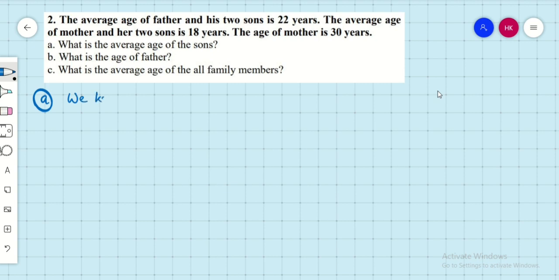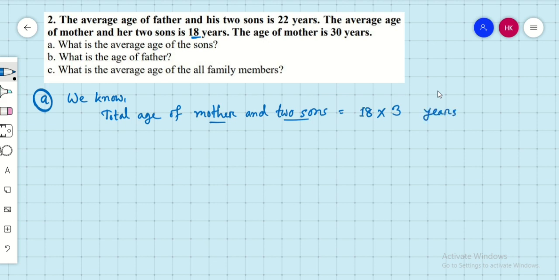So we can write, we know total age of mother and two sons is equal to 18 times 3. Here there are 3 persons because mother and two sons, 3 persons, and 18 is their average age. So 18 times 3 years will be their total age, which is 54 years. If you multiply, you can get it. You just do rough 18 times 3, right? 3 times 8 is 24, in hand 2, 3 ones are 3 plus 2 is 5. Like this you have to do rough.